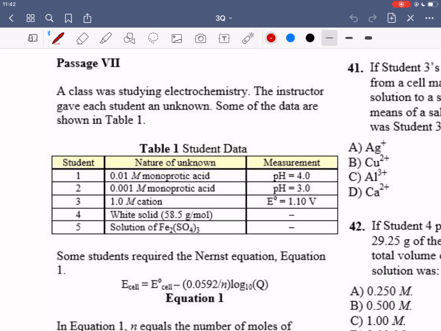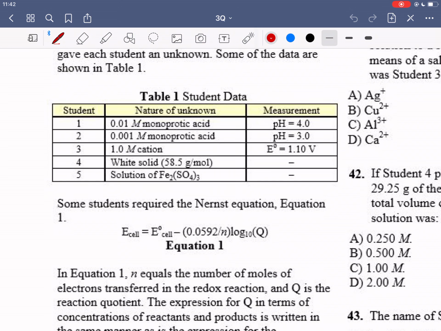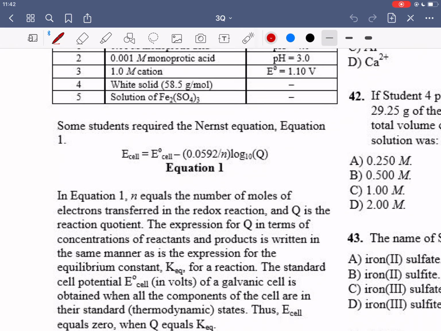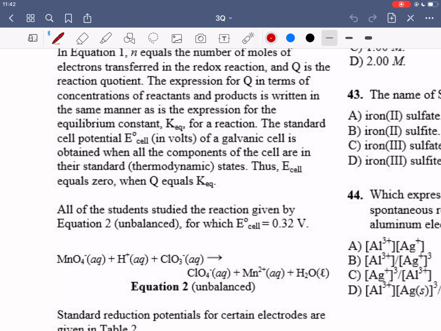So first I'll show you guys a brief overview of the passage so that you can read through it, and then you can look at the questions as well, pause the video, attempt them on your own, and then we'll go through it together.